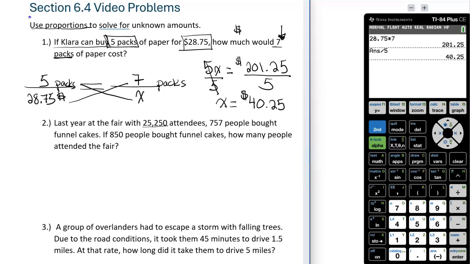Okay, so I did my one read through. Now I'm going to start underlining the important information. So first of all, I notice that I have people or attendees and cakes that are my units. So I also know this is a proportion problem. So I need to write my framework there. Now I have the total attendees were 25,000. So actually I'm going to do attendees.